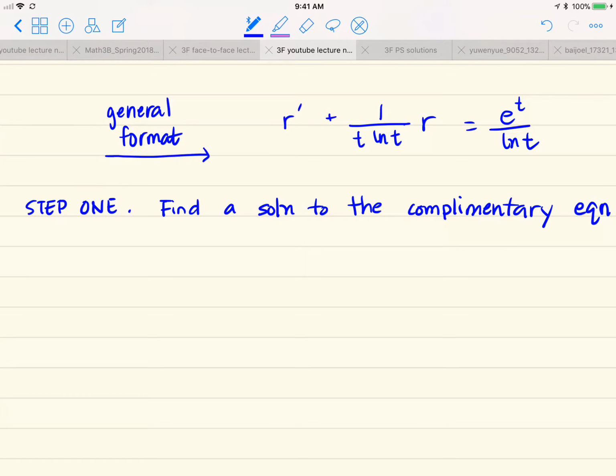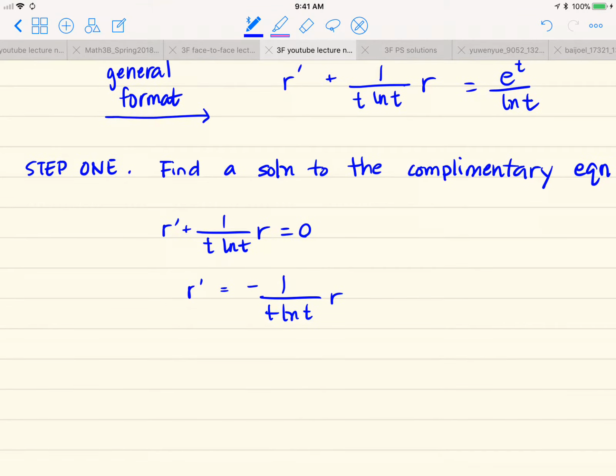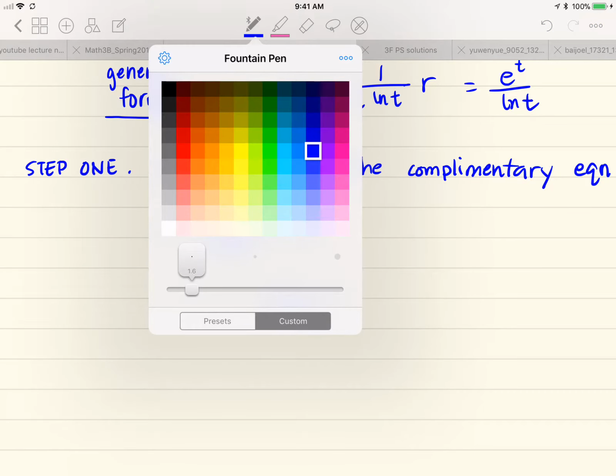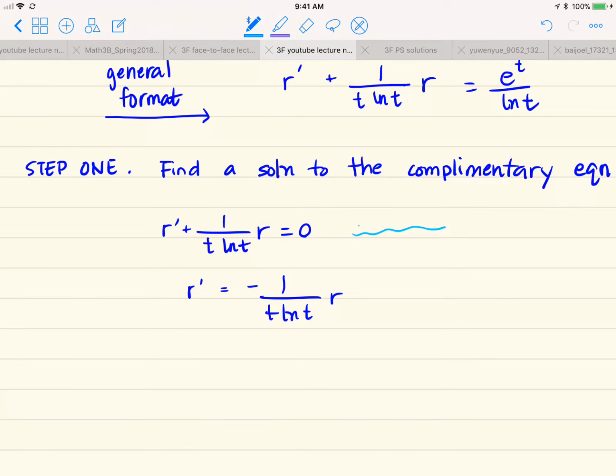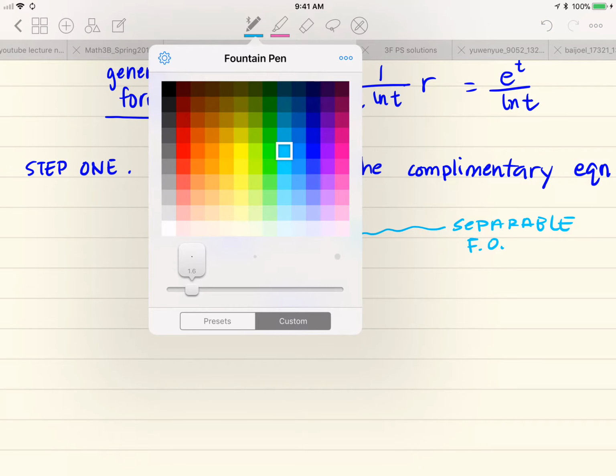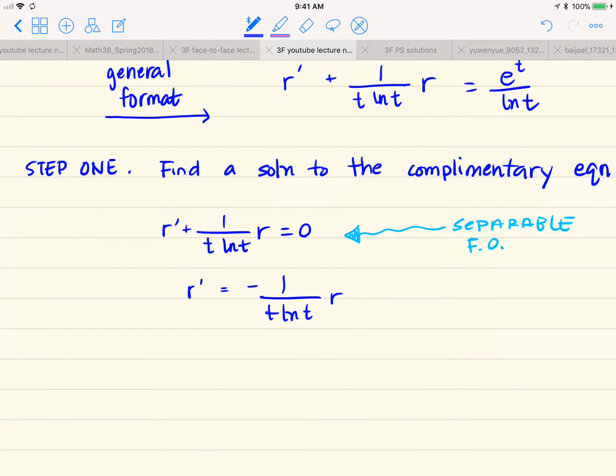Okay, so our complementary equation is r prime plus 1 over t natural log of t r equals 0. So r prime equals negative 1 over t natural log of t r. This is separable, so this equation is a separable first order linear equation. So we're just going to separate those variables. r prime over r equals negative 1 over t natural log of t.